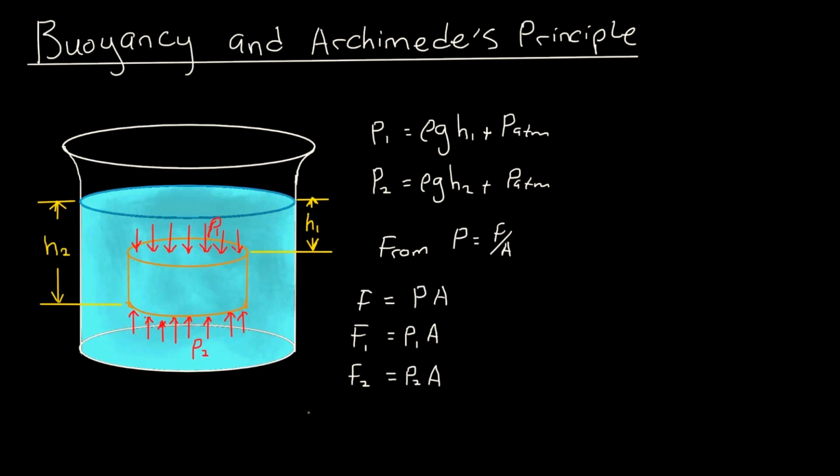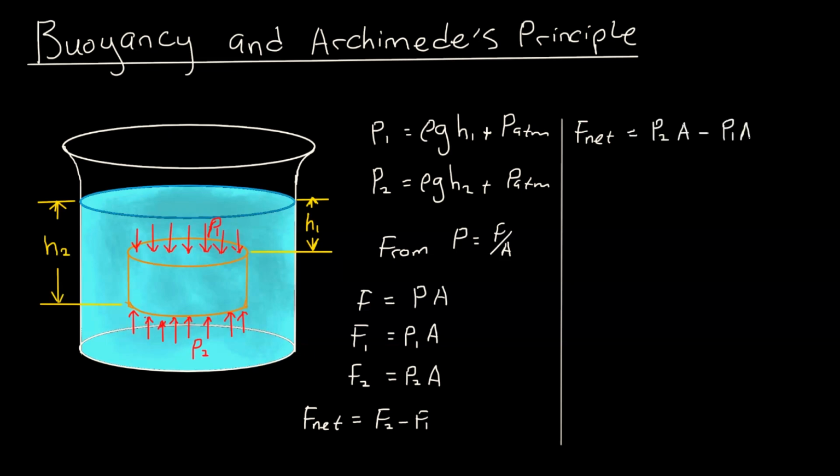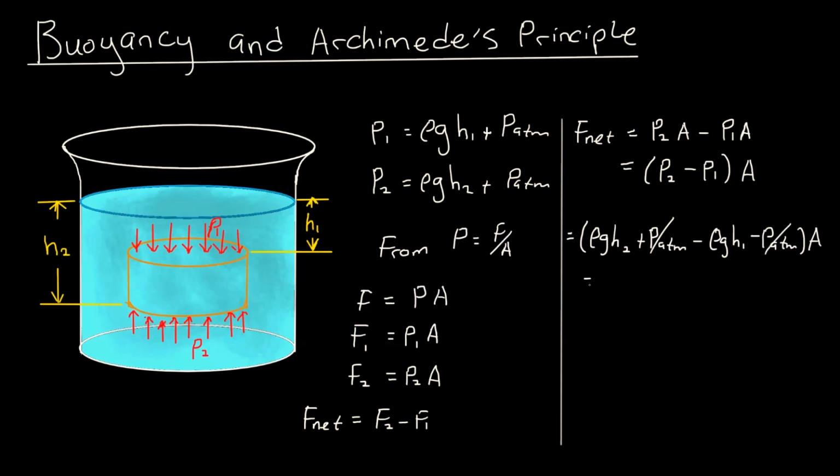The cylinder has the same surface area at the top and bottom, so A remains the same for both. The net force acting on our cylinder therefore is F2 minus F1. And this becomes P2 times A minus P1 times A. Factorizing A, we have (P2 minus P1) times A. Substituting what we have for P2 and P1, we have (rho g H2 plus atmospheric pressure minus rho g H1 minus the atmospheric pressure), all multiplied by A. And we see that the atmospheric pressures subtract each other out. So we're left with rho g A times (H2 minus H1).